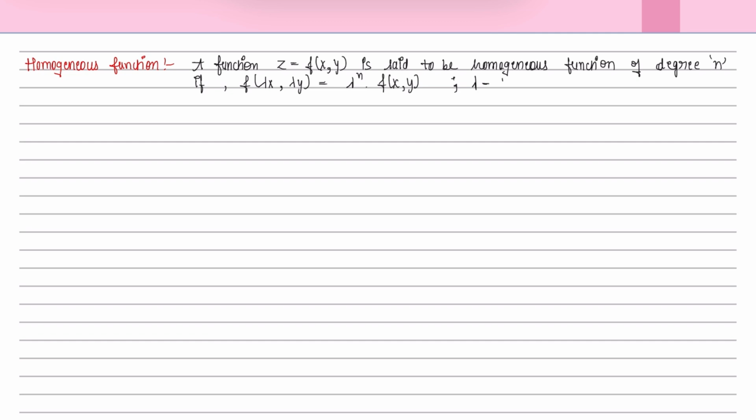A function z equals f of x comma y is said to be a homogeneous function of degree n if f of lambda x comma lambda y is equal to lambda to the power n into f of x comma y, where lambda is my parameter.